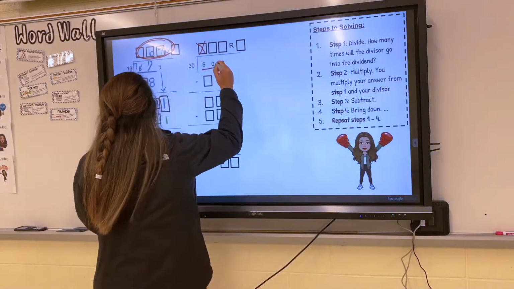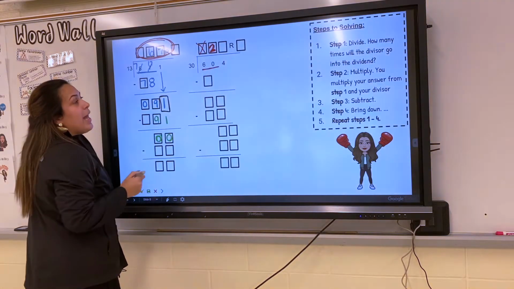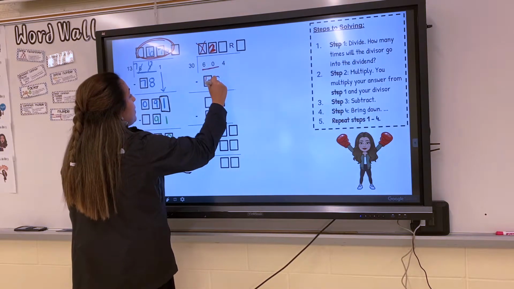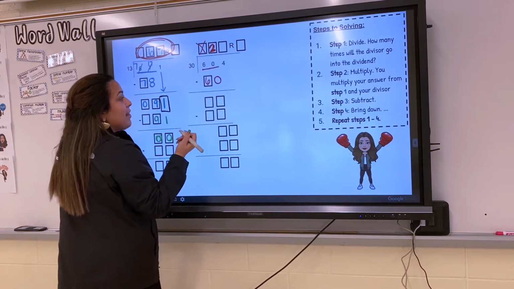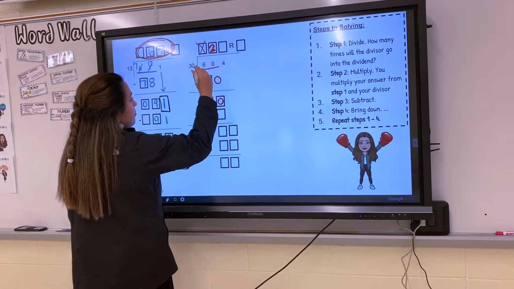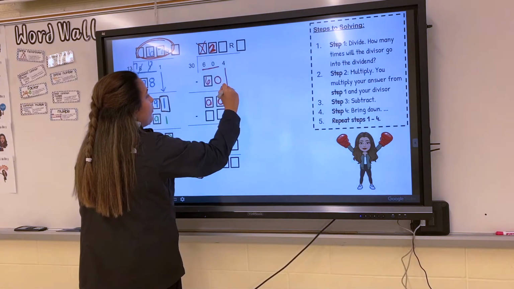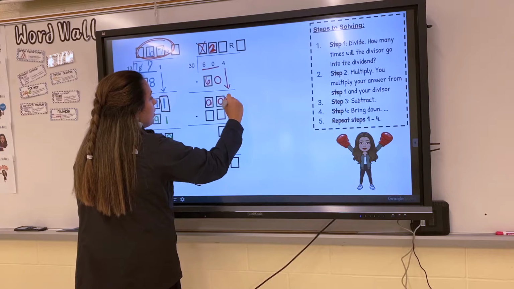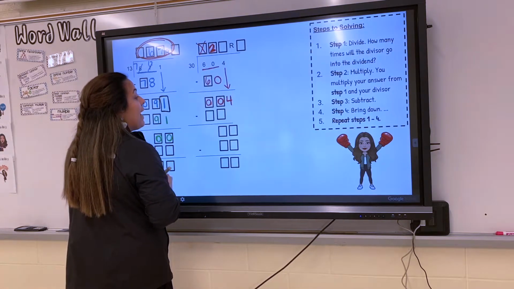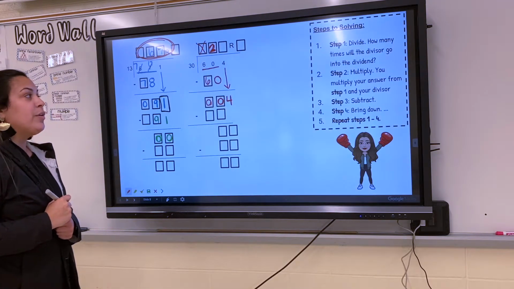So I'm going to put a 2 right here. And then 2 times 30 is 60, so I put my 6 and my 0. And then I'll subtract. 0 minus 0 is 0. 6 minus 6 is also 0. I need to bring down the 4. And now I need to figure out how many times 30 can go into 4 evenly.